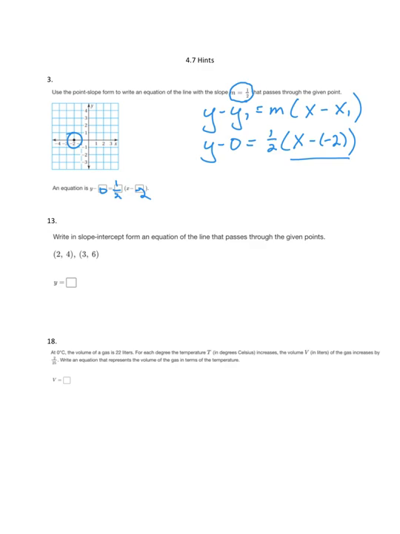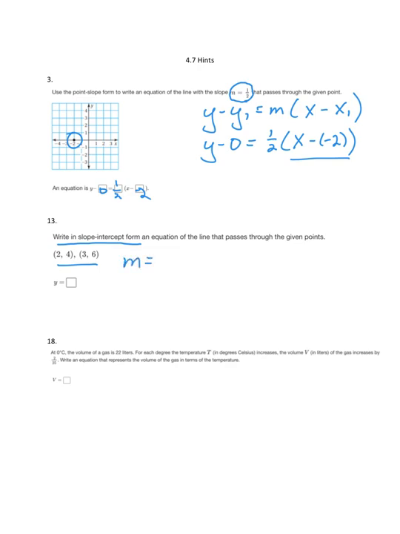Now, we have several problems where you're asked to write an equation in slope-intercept form, given either 2 points or a point and a slope. So what we're going to do is start by writing an equation in point-slope form, and then we'll simplify that into slope-intercept form. So for this problem, number 13, we're going to first figure out what the slope is because we weren't told the slope.